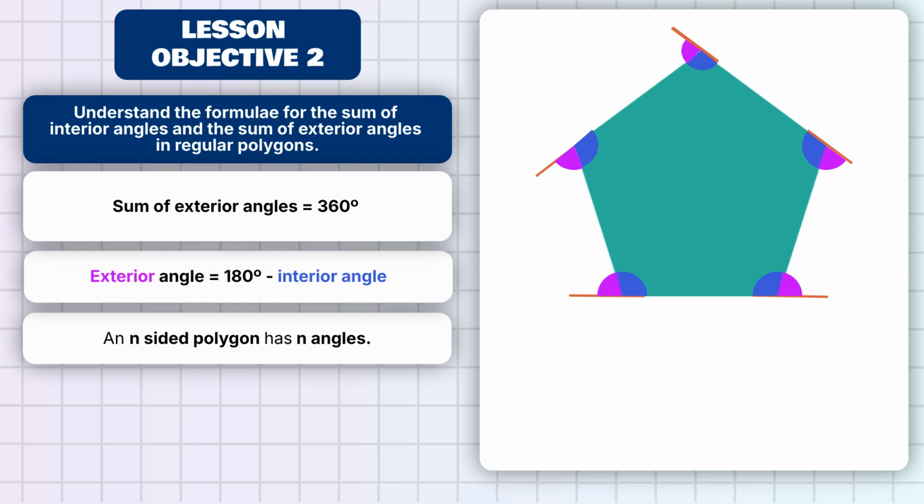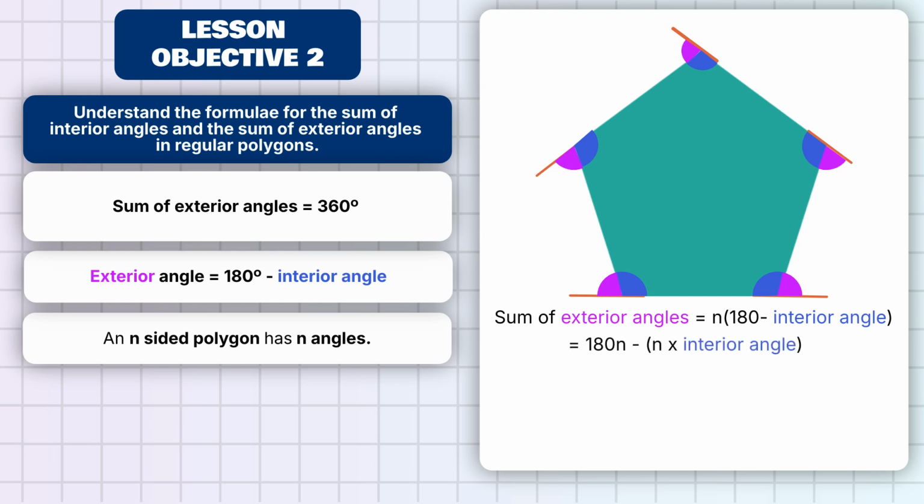So to find the sum of the exterior angles in our polygon, we simply need to sum up all n of our exterior angles, each of which are given by the formula 180 minus interior angle. We can write this as sum of exterior angles equals n times (180 minus interior angle), where n is the number of angles in the shape. Let's expand this equation.